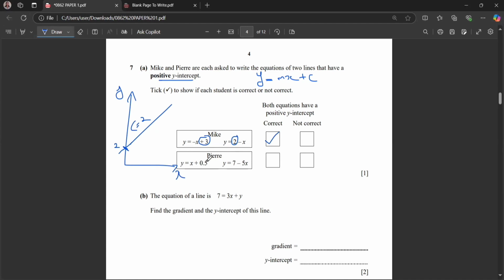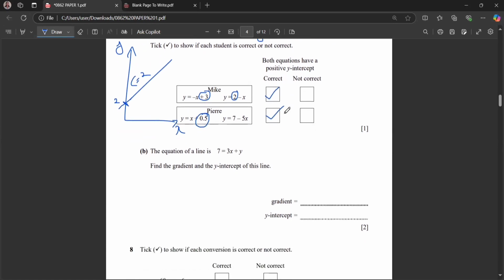Now in this, y is equal to x plus 0.5. Again, positive. y is equal to 7 minus 5x. Again, positive. So in both the equations, they have a positive y-intercept.